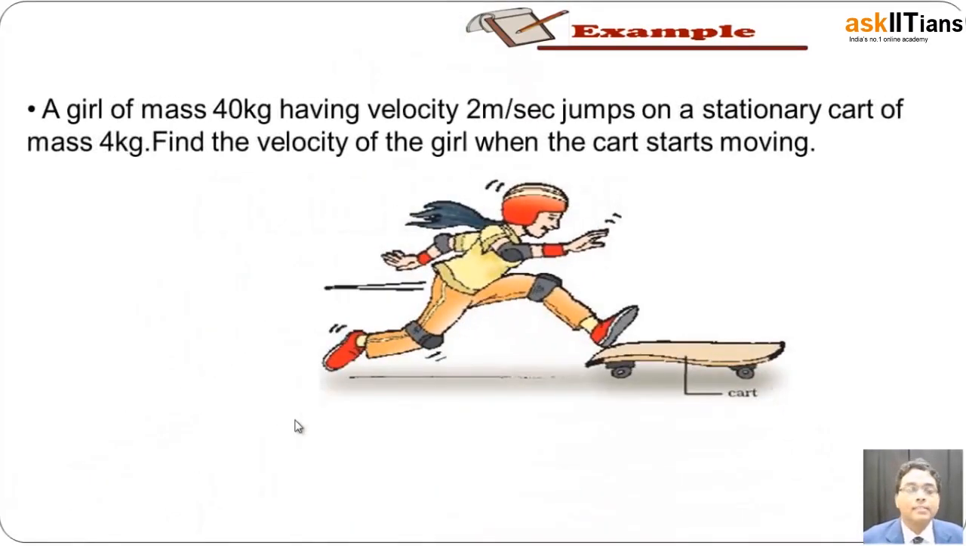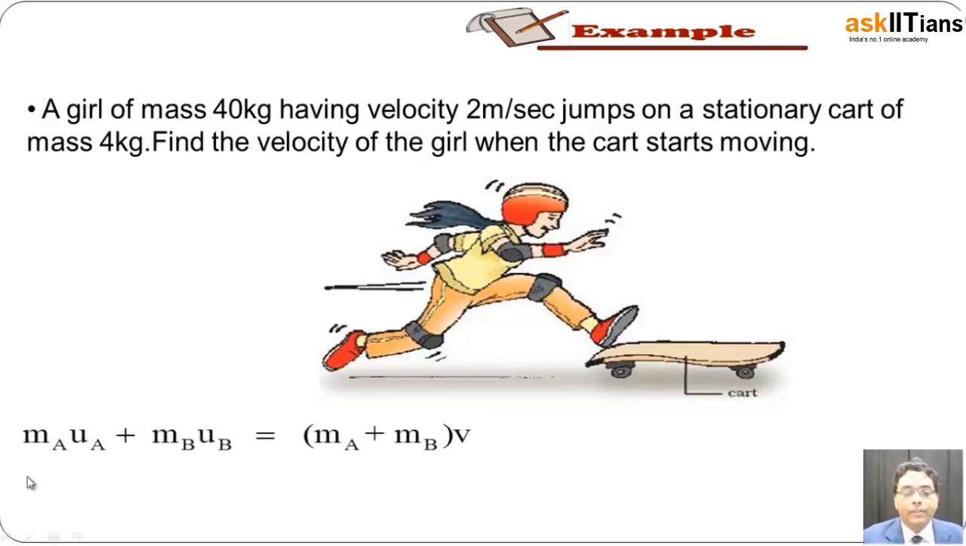Okay. Now let's do some examples. Two examples to be precise. Let's say that you have a girl of mass 40 kilograms having a velocity 2 meters per second who is jumping on a stationary cart of mass 4 kilograms. As you can see, the girl is jumping on the cart, so obviously finally it's going to be an inelastic collision because both of them would be moving at the same rate.